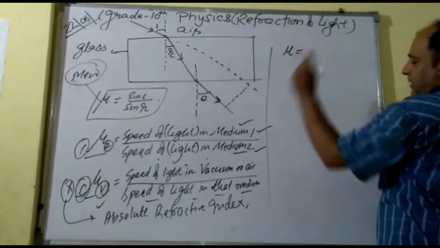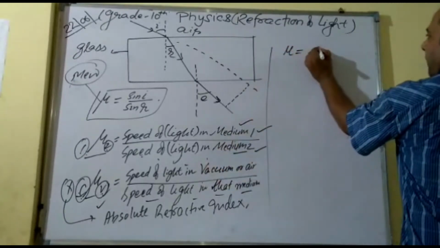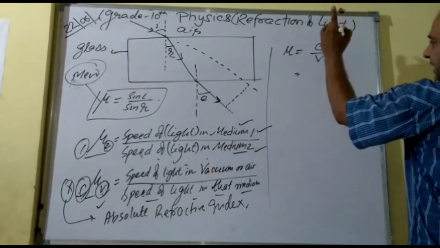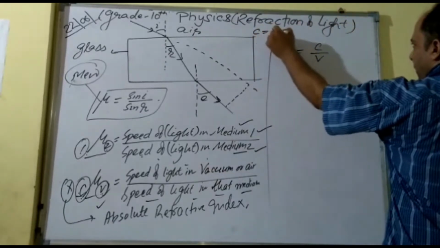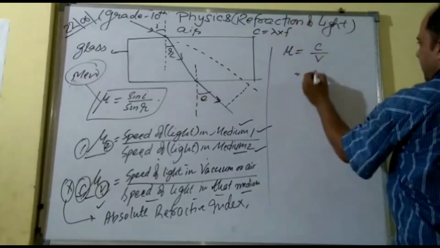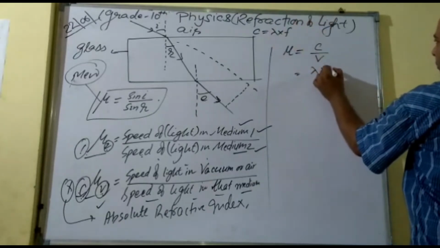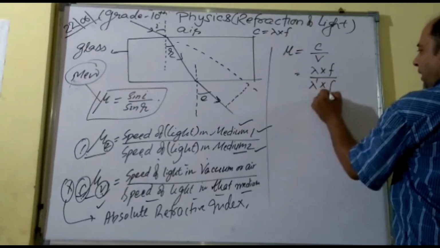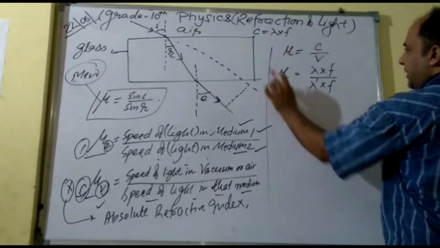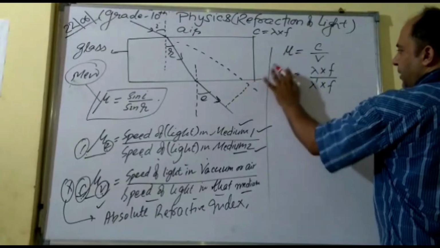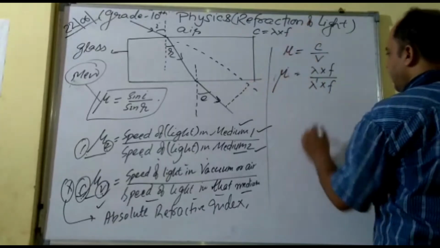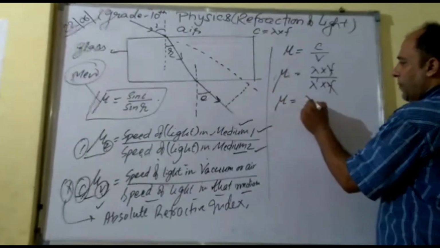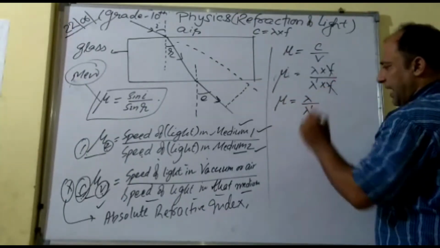So refractive index is C upon V. C means what? At the beginning I said C equals lambda into frequency. So lambda into f, and V is lambda dash into f. Frequency does not change, right? So f and f cancel. Mu equals lambda upon lambda dash.